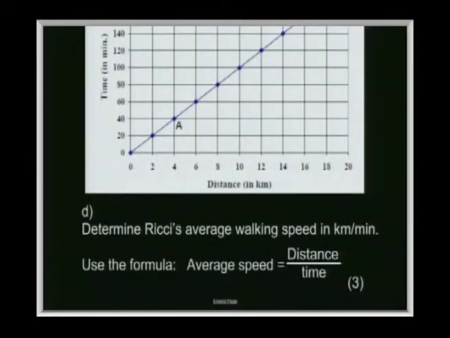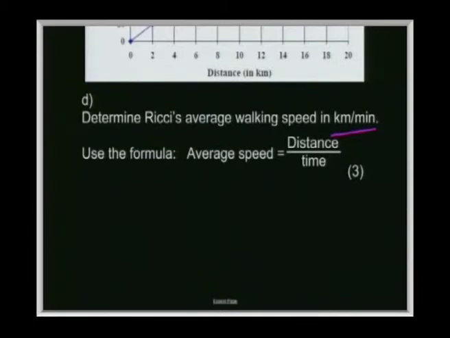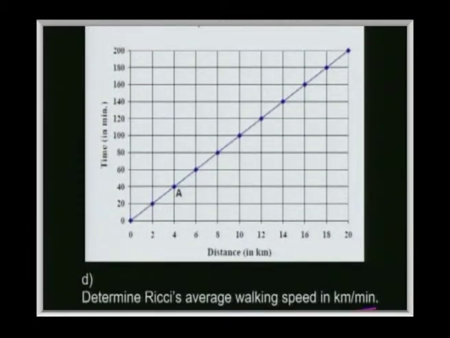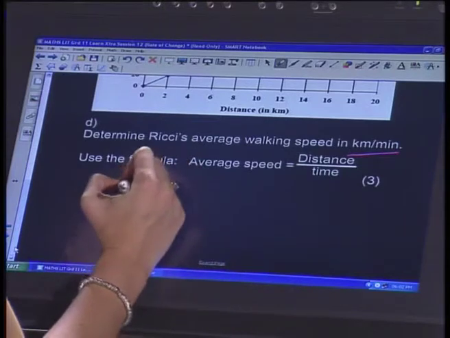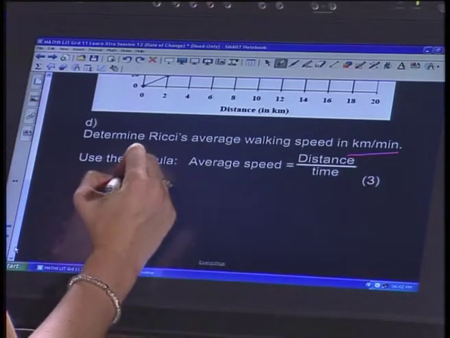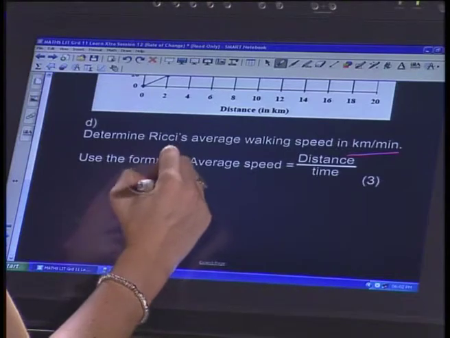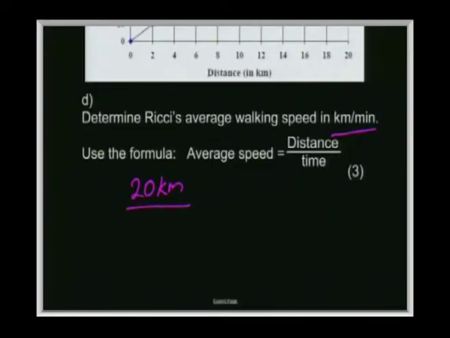D asks us, determine Ricky's average walking speed in kilometers per minute. Use the formula average speed is equal to distance divided by time. Now we can choose any distance as long as we choose the corresponding time. I think I'm going to choose, well, 20 kilometers and 200 minutes. Right, our average speed is equal to distance. Our distance was 20 kilometers. And our time is 200 minutes.